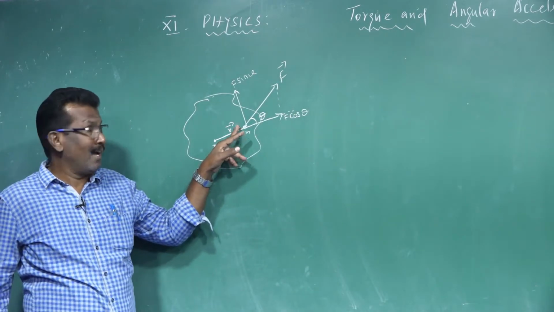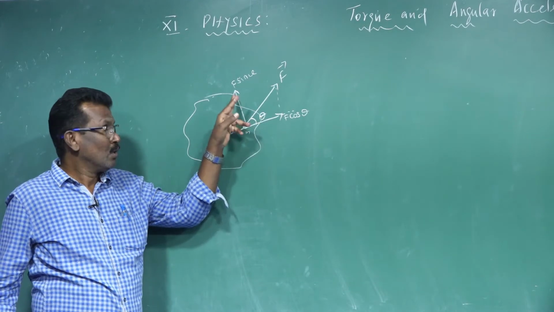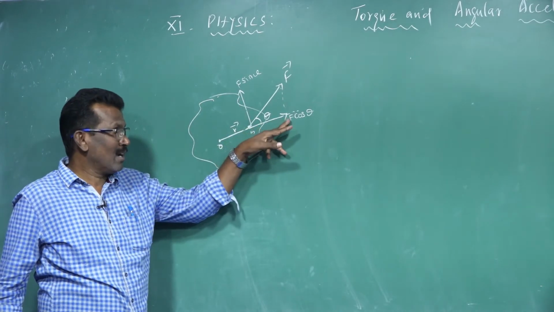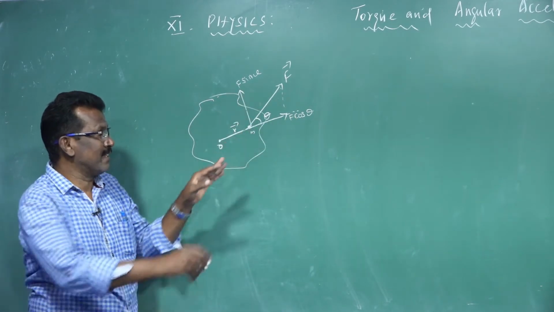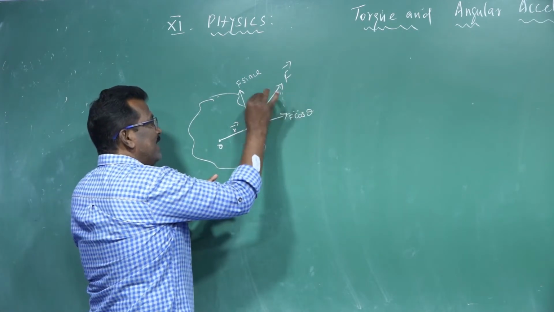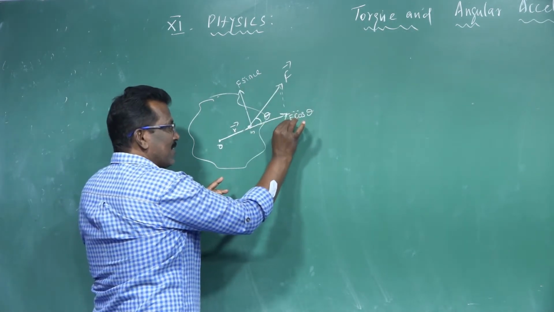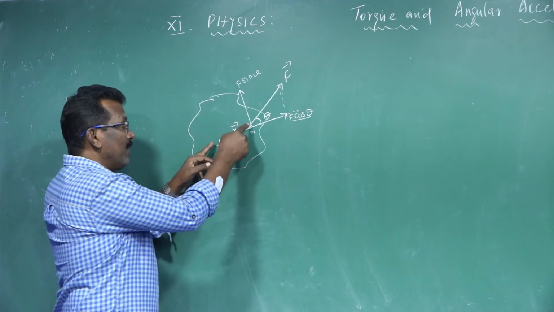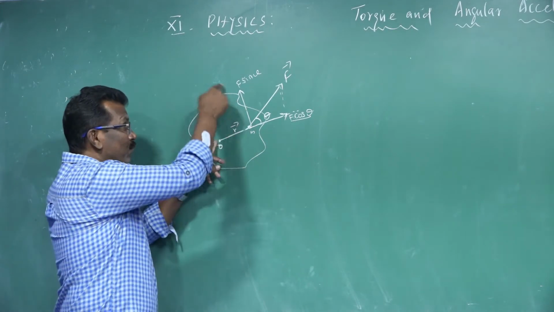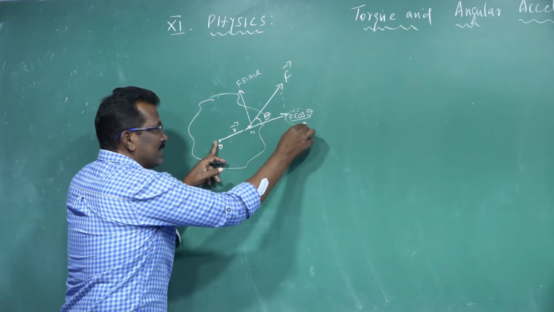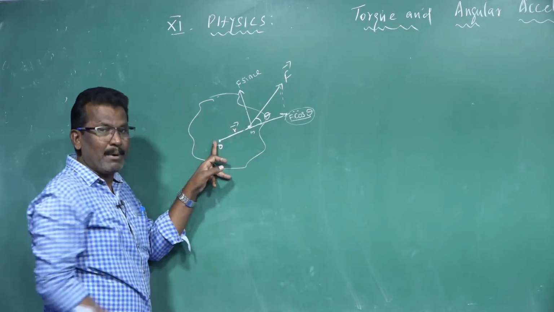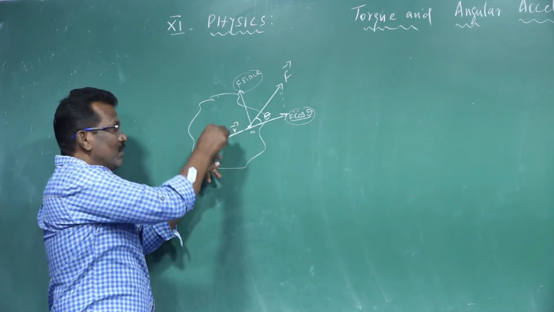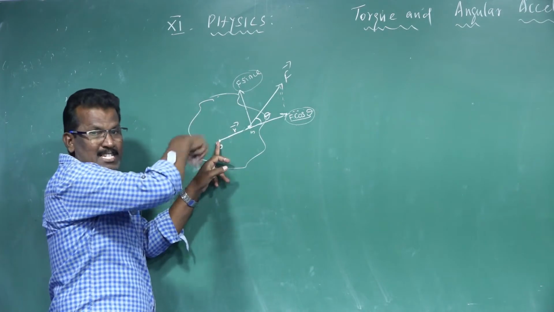The force on the particle has been resolved into two perpendicular components, one parallel and another perpendicular. One component is F cos theta, another component is F sin theta. The opposite side is sine, and the adjacent is cos, F cos theta. Which one is able to rotate the body? F cos theta does not affect any rotation of the body, but only F sin theta affects the rotation of the body.